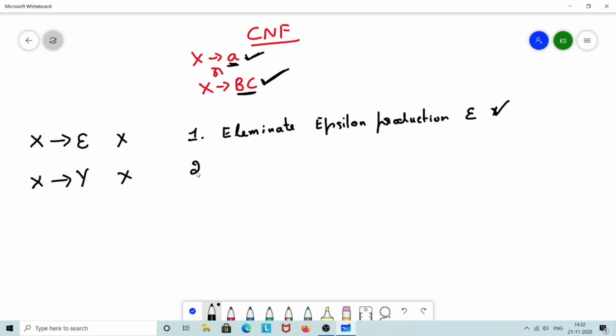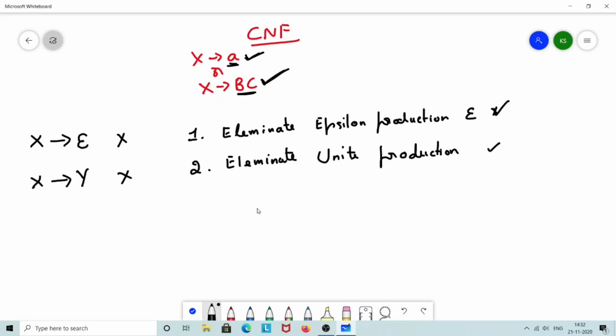So the second step is to eliminate such unit production. We call this unit production, where a single non-terminal is giving another non-terminal. So this is what we do in the second step, and the result we get after eliminating epsilon production should be given as input to an algorithm that removes unit production.